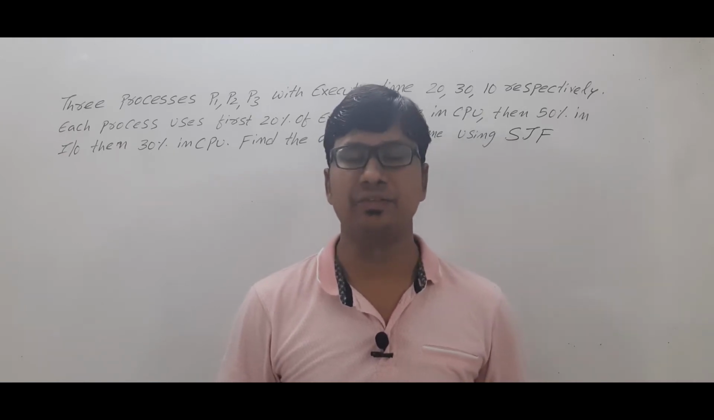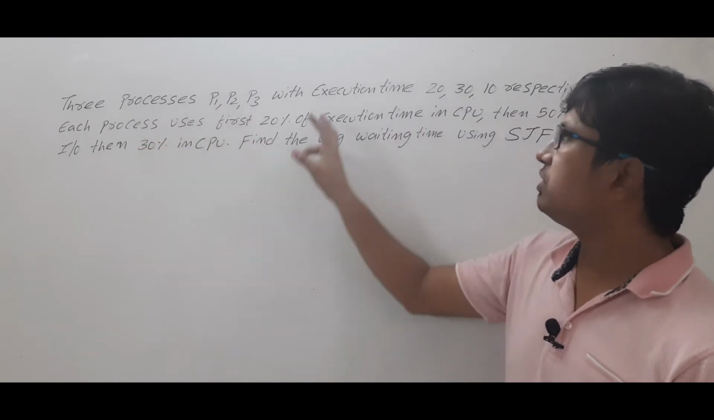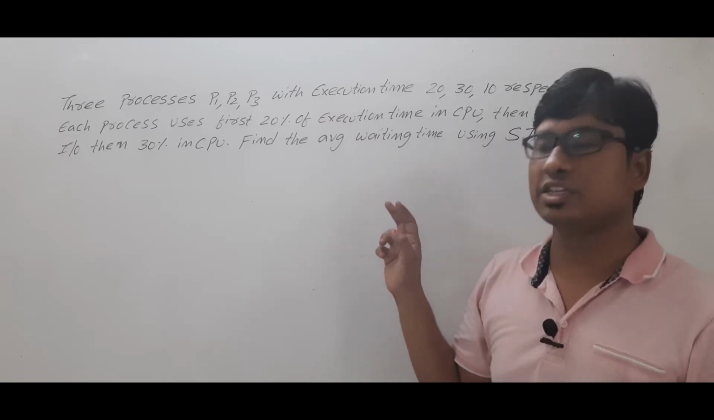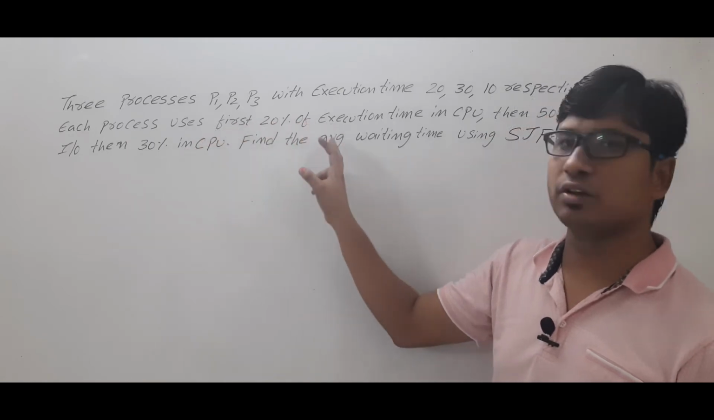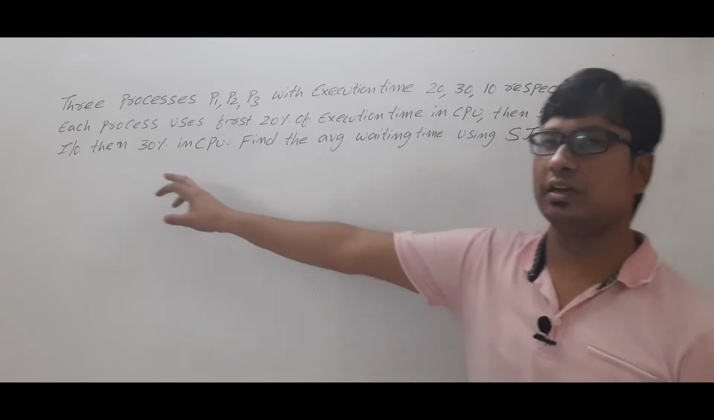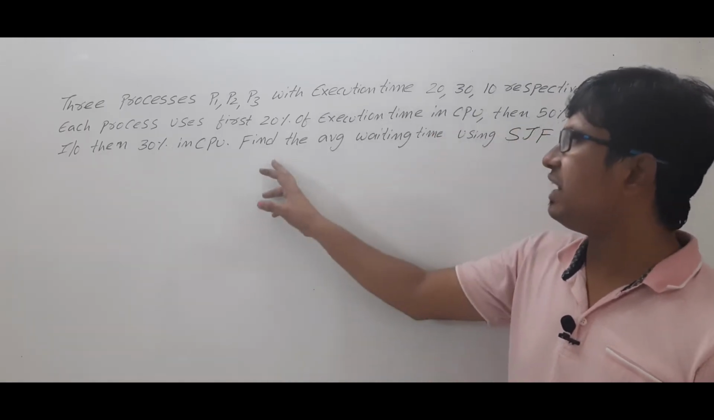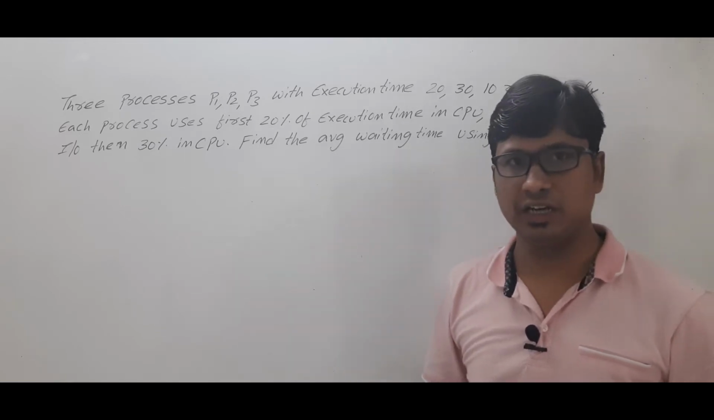Look at the question carefully. Three processes P1, P2, P3 with execution time as 20 units, 30 units, 10 units respectively. Each process uses first 20% of execution time in CPU, then 50% time in IO, then 30% in CPU. Find the average waiting time using shortest job first scheduling algorithm.